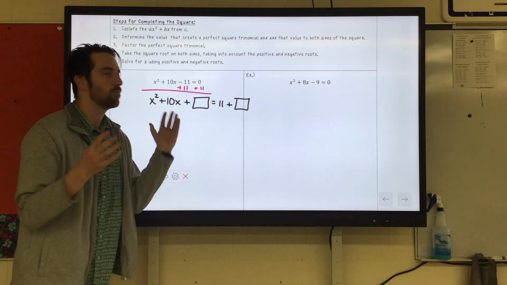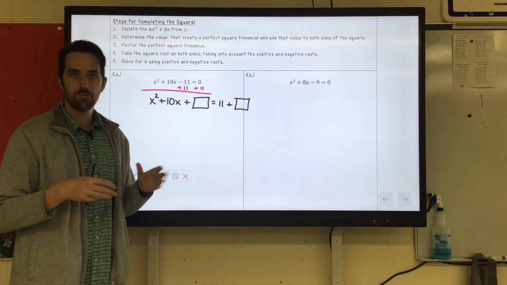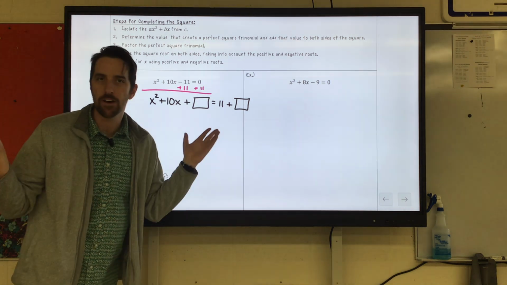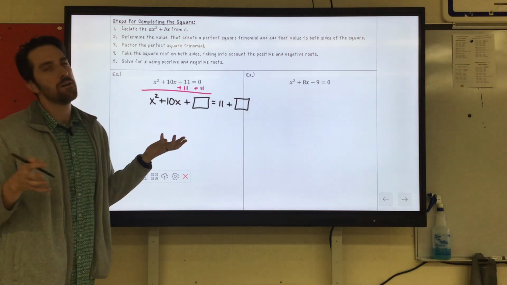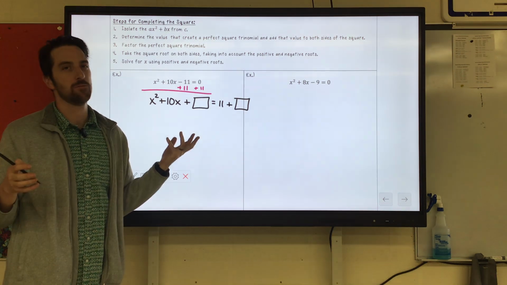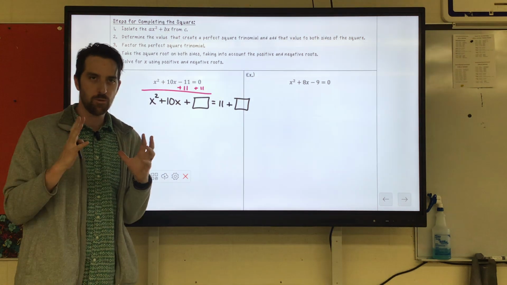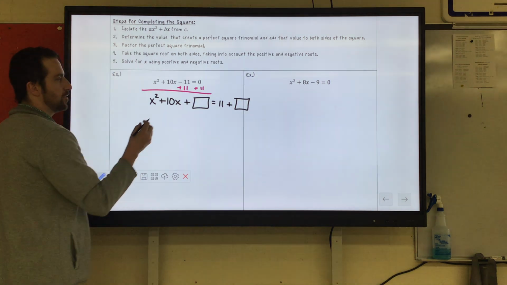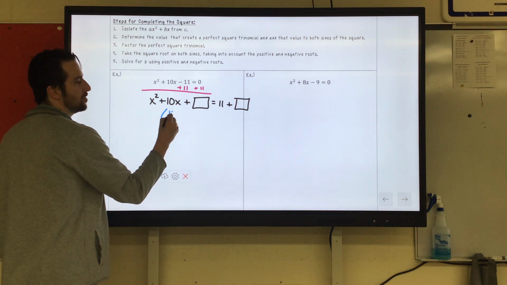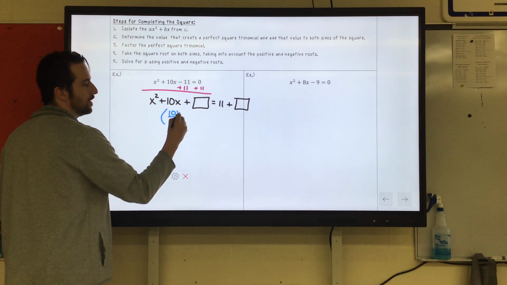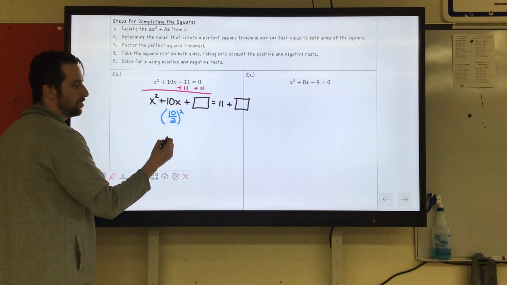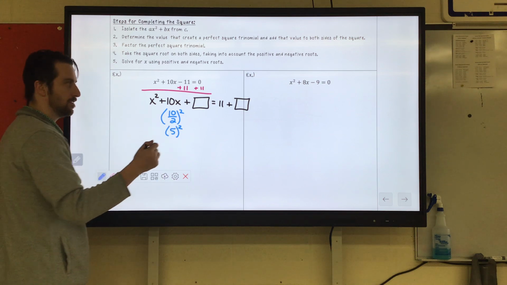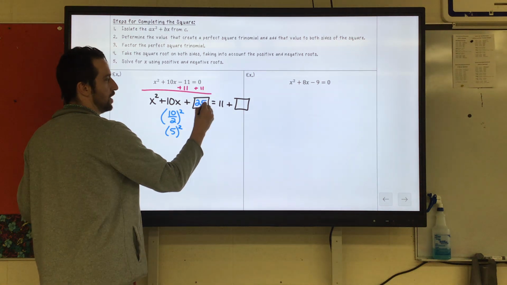So we can add whatever we want to both sides. As long as we're doing it to both sides, it keeps it balanced. Plus 30, fine. But we want to put a specific number in that box because we want to create that perfect square that we just practiced for 9 problems straight. So this is where we take the b, the 10 in this case, we divide it by 2, and then we square it. Now 10 divided by 2 is 5. 5 squared is 25. That's the number we're going to put in the box on both sides.